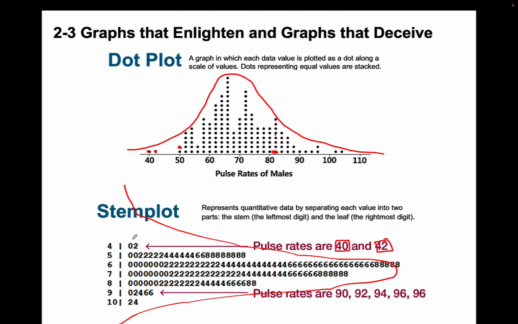And both of them, you can work backwards, if you will, and not only get the distribution or shape of the data, but then you can back up and still identify every individual pulse rate from your particular sample.